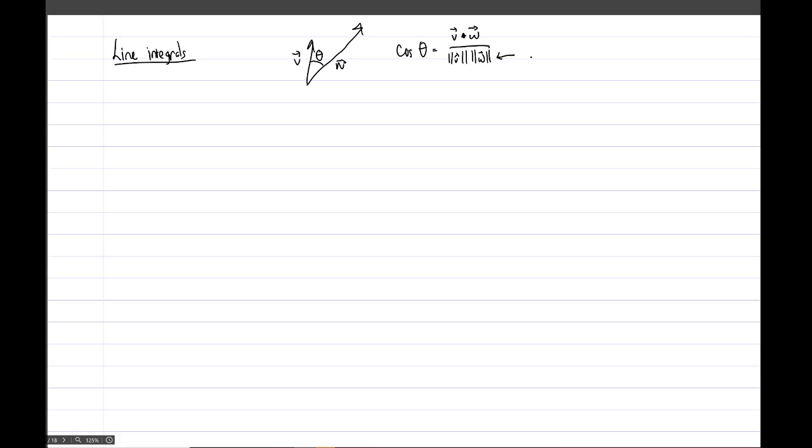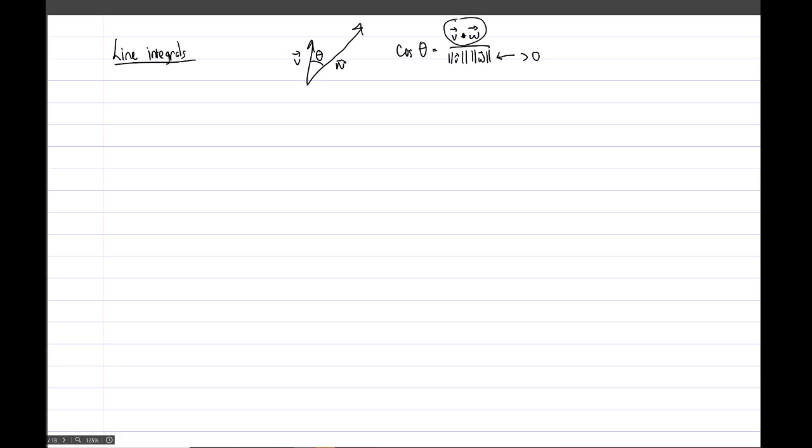Now, everything in the denominator has to be bigger than 0. So you don't want to use this formula when you have a vector of 0 magnitude, because then you end up dividing by 0. But magnitudes can't be negative, they're lengths. So, bigger than 0.